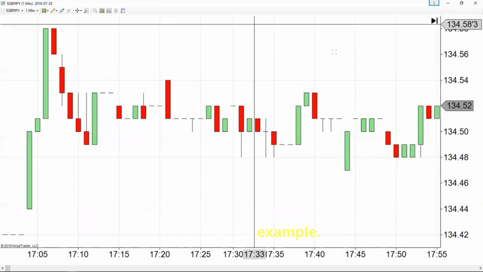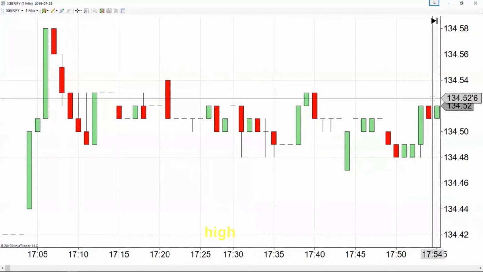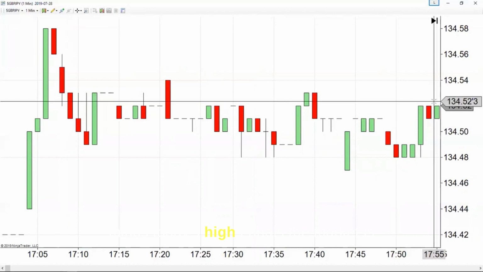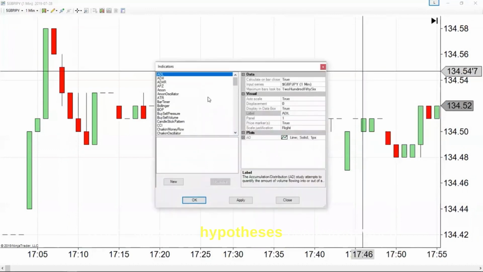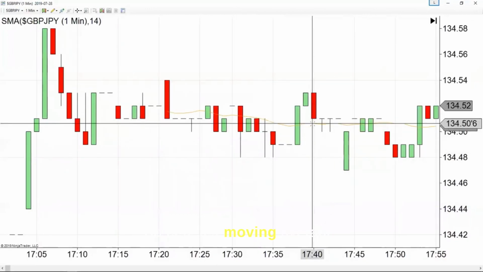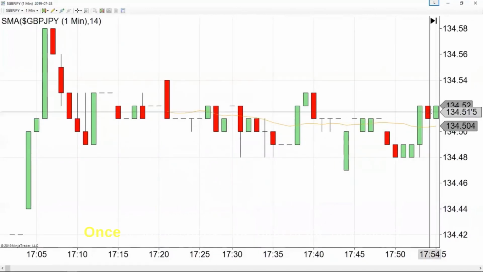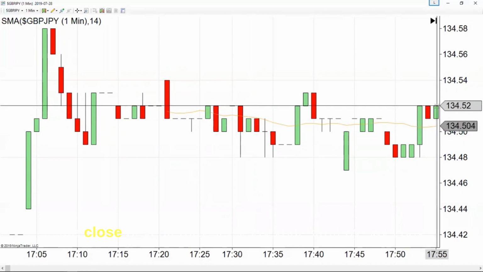So let's do an example. We would take, let's say, yesterday's close minus today's high equals the market is most likely going to be buying. Where does that hypothesis come from? A standard moving average is the most common measurement of the market. It determines trend, supposedly. So here's a moving average. Once it breaks above the high of the day minus the close of yesterday, let's say your strategy says buy.